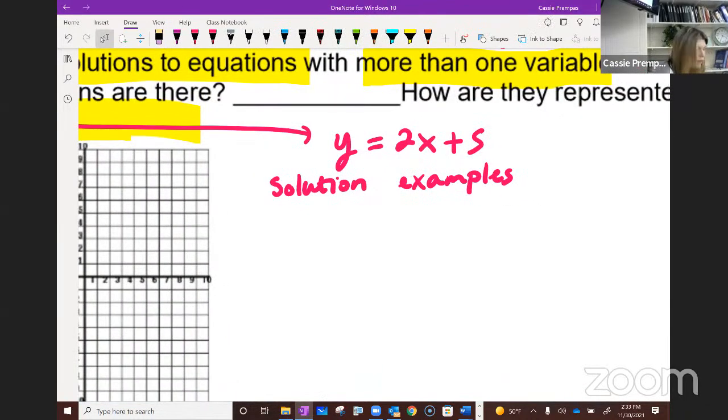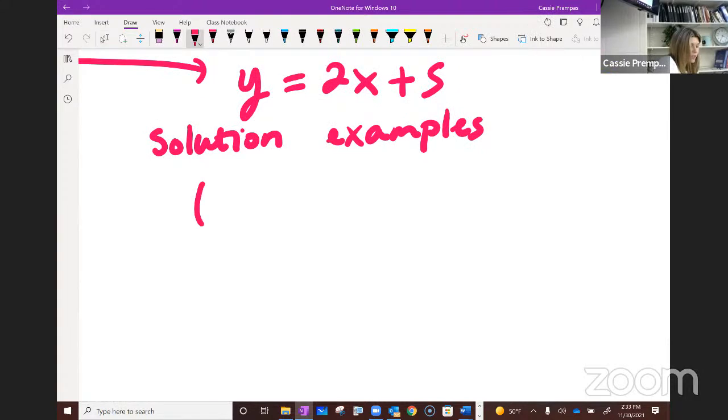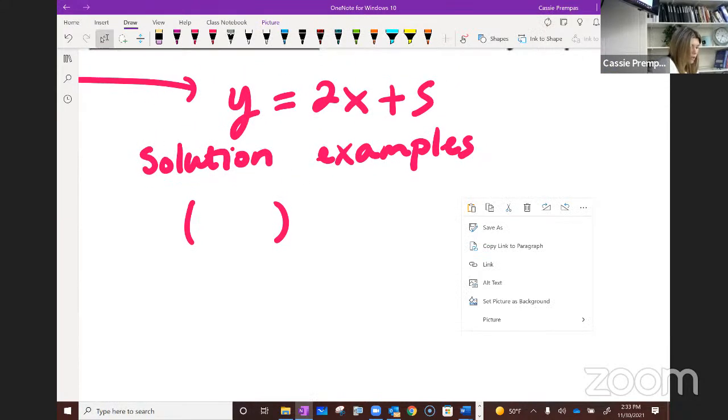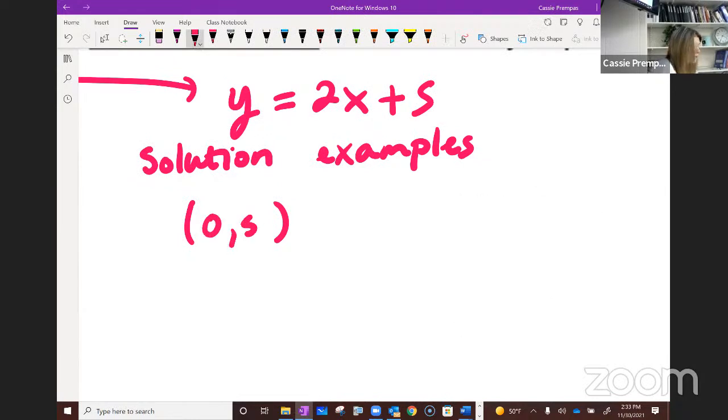How many variables do you see there? Two, x and y. So if I'm going to give you a solution, I have to give you two numbers. Let me give you an example of one solution. (0, 5) is a solution to this equation. Let me give you another solution. (1, 7). Let me give you another solution. (2, 9).